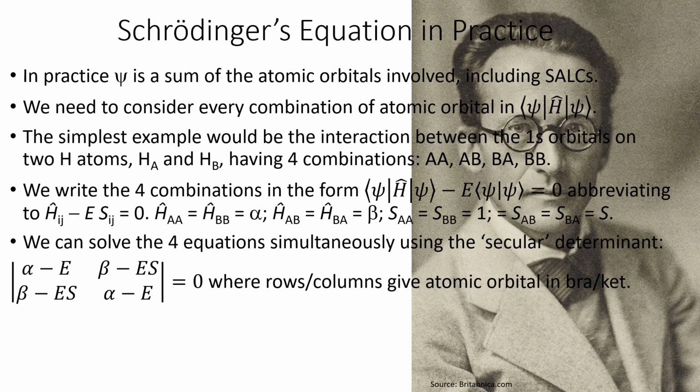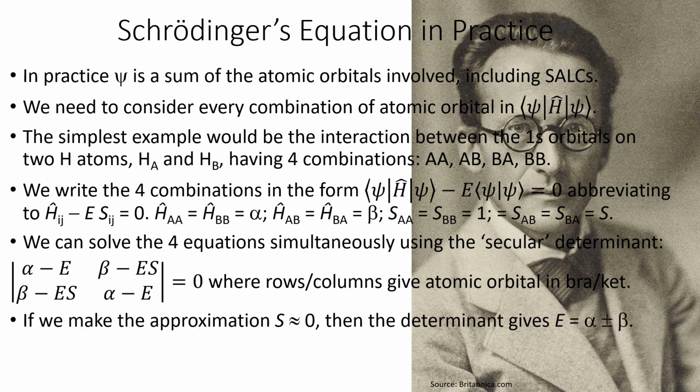And so you can see there we've got alpha minus E on the diagonals. So remember, the diagonal terms are connecting the same orbitals, which is why the S equals 1. And then beta minus ES for these off-diagonal terms, where we've got S for the overlap integral.